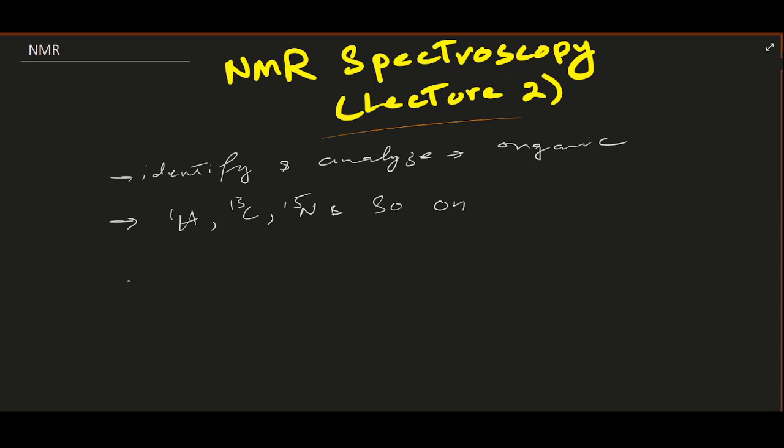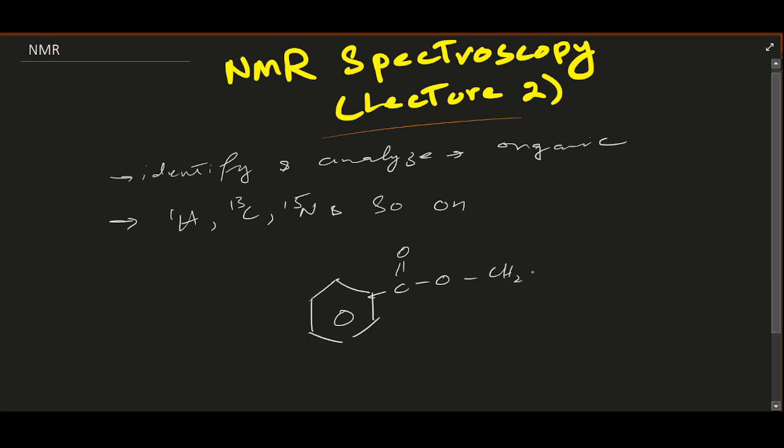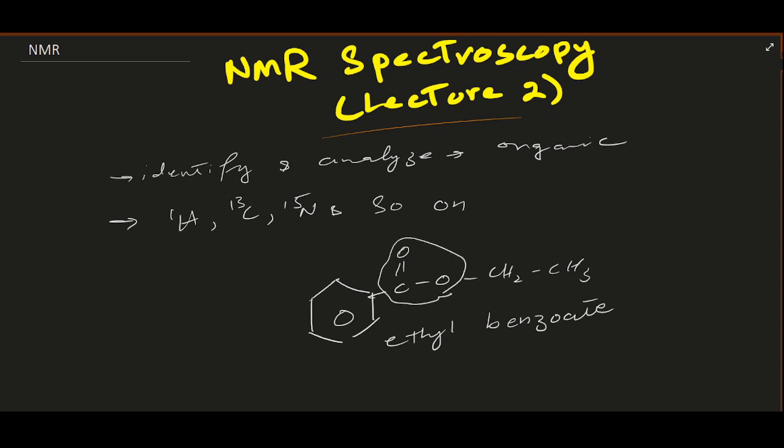Let's discuss the structure of an organic molecule like ethyl benzoate. Then we will see the proton and carbon 13 NMR spectrum of that molecule. This is the structure of ethyl benzoate. Ethyl benzoate has an ester group and it has the double bond in the benzene ring. So double bond is also a functional group.